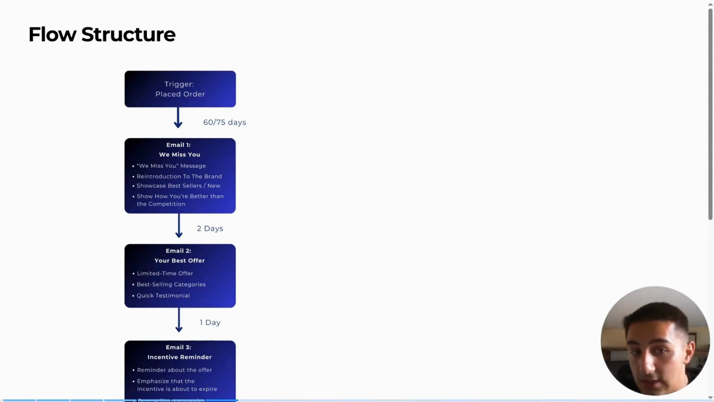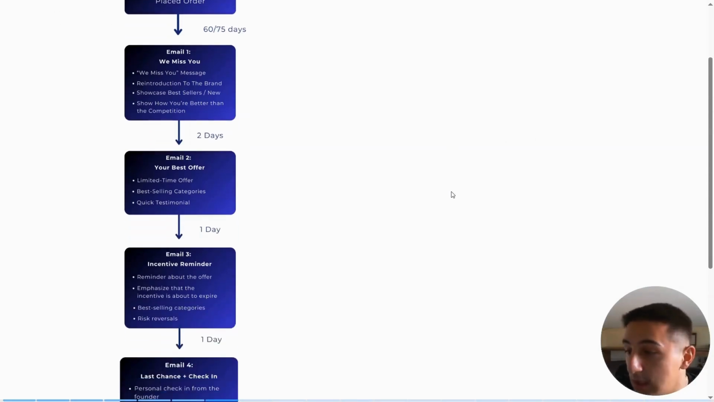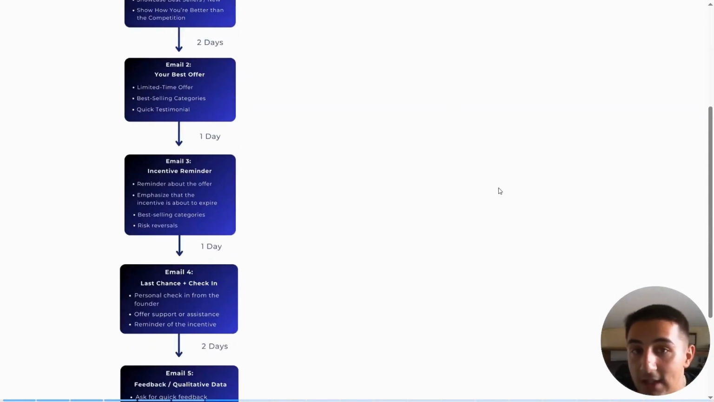Email 2 is your best offer. Send this email 2 days after email 1. This email includes your strongest limited time offer, highlights best-selling categories, and a short testimonial for trust. Email 3 is the incentive reminder. Send it 1 day after email 2. This includes a reminder about the offer, urgency that it's about to expire, a showcase of bestsellers, plus risk reversals like easy returns or free shipping.